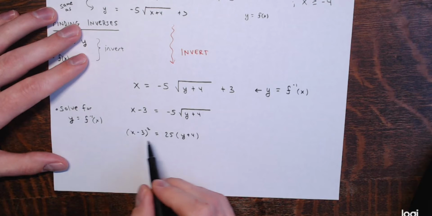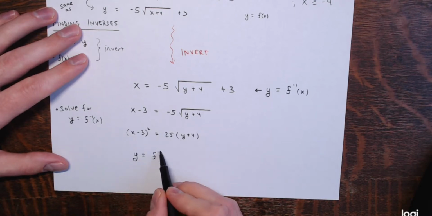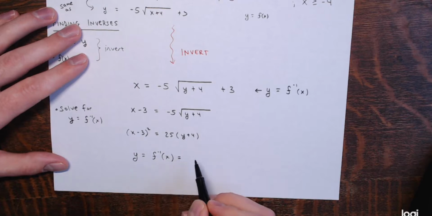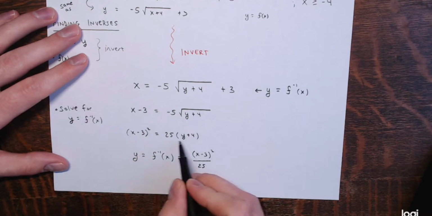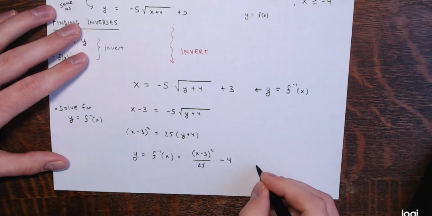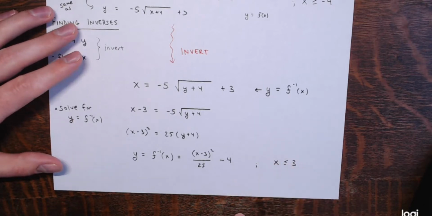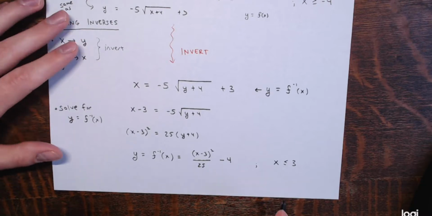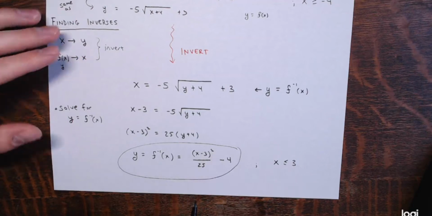Then we divide by 25 and subtract 4. And y, which is f inverse of x, would be the quantity x minus 3 squared divided by 25, and then minus 4 afterwards. And they told us that the value of x must be less than or equal to 3. And you'll see why when I look at the graphs of these. But this is what I'm going to type in.